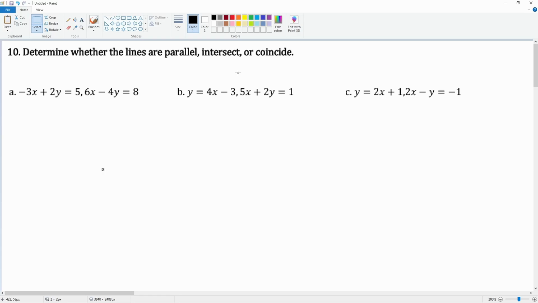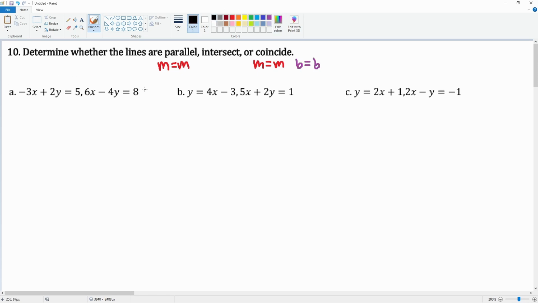All right, let's take a look at number 10. Determine if the lines are parallel, intersecting, or coincided. So please understand, for parallel, the slopes have to be the same. For intersection, it doesn't matter. Coincided, the m's have to be the same, and also the b's have to be the same, the y-intercepts, right?